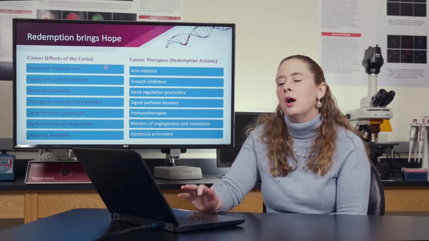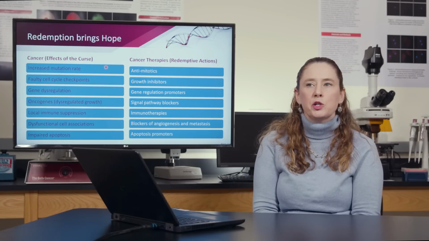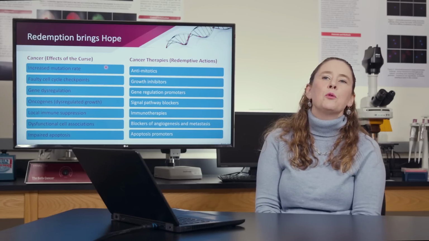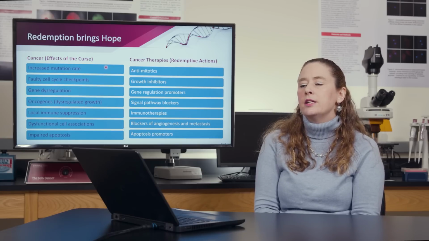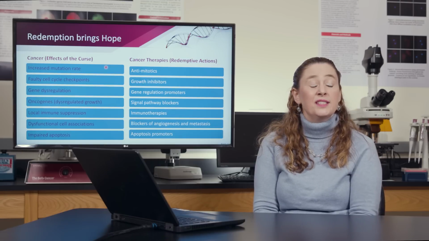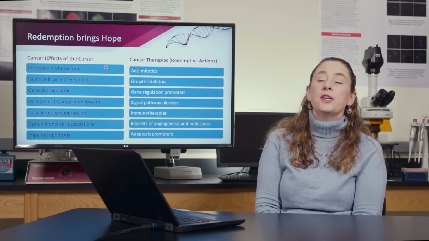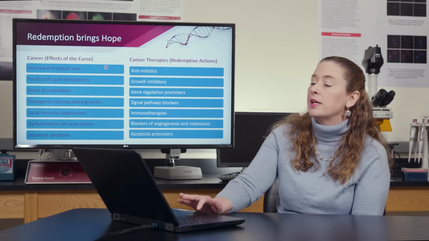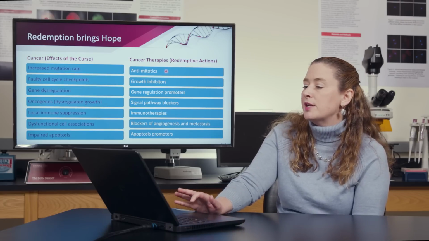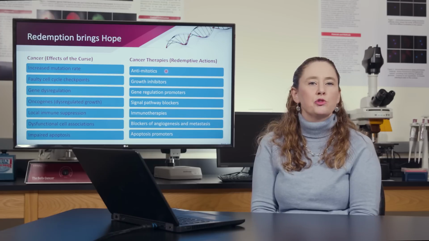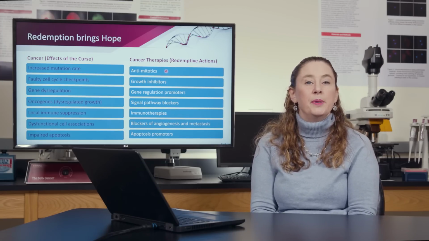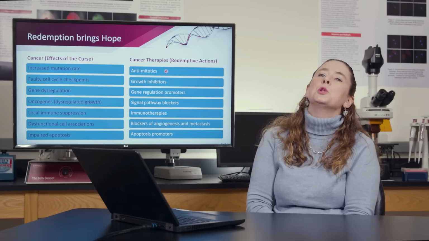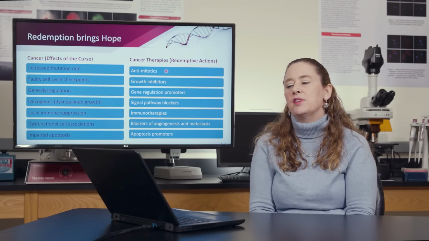On the left here, we mentioned before that one of the characteristics of cancer is that DNA repair doesn't work properly. And because of that, you have an increased mutation rate, and that often leads to an increased cell division rate. So one of the therapies against this particular effect of the curse are antimitotic drugs. Antimitotic drugs are what they sound like: anti being against, mitotic being against mitosis. So slowing down or preventing cell division.